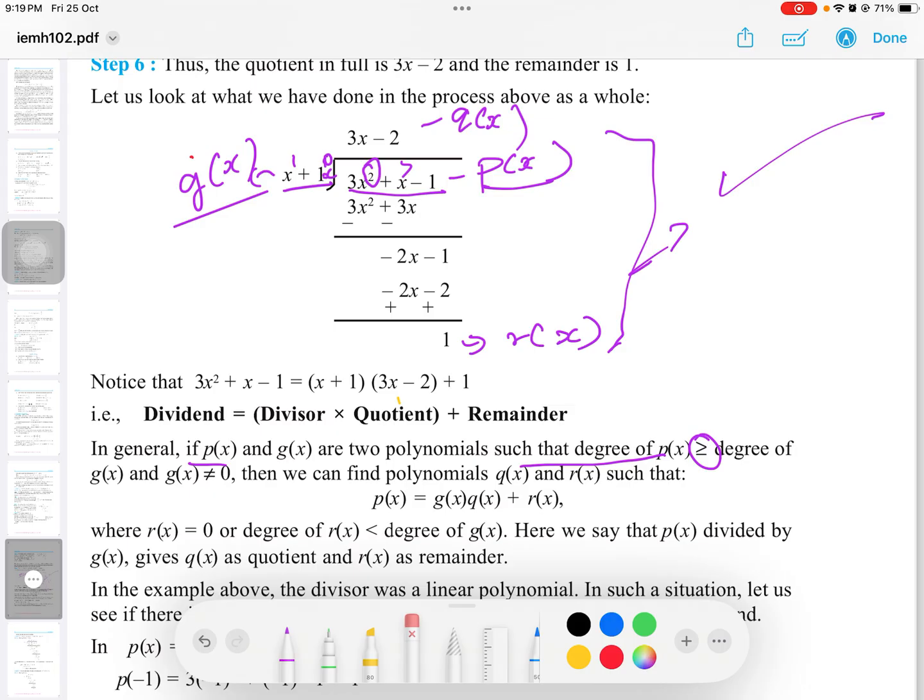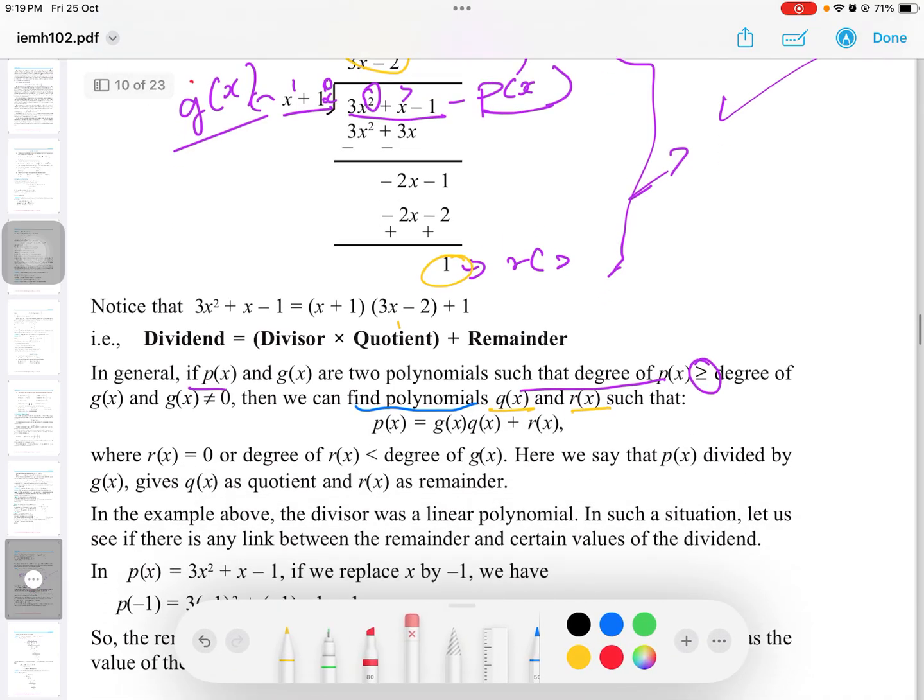Now if so, then we can find polynomials q of x and r of x, that is this and this, such that p of x equals g of x times q of x plus r of x. This is the general formula. You don't have to memorize it, but if you just understand, that's all.